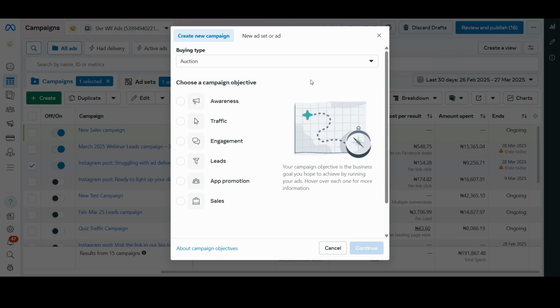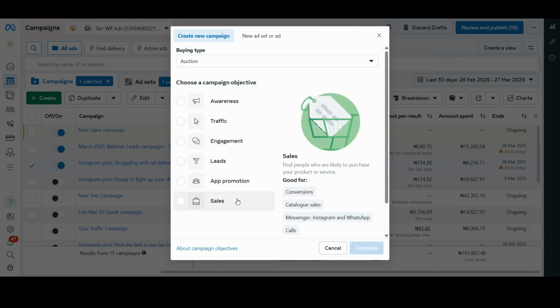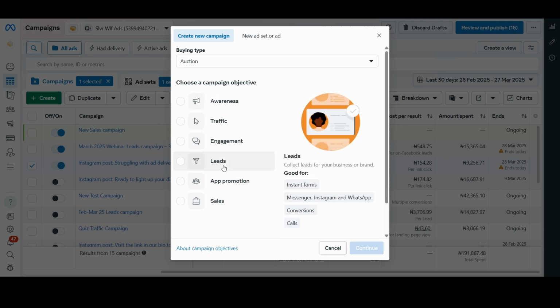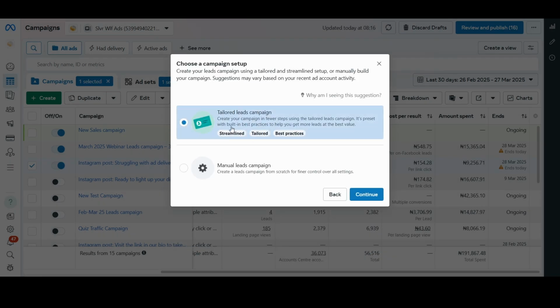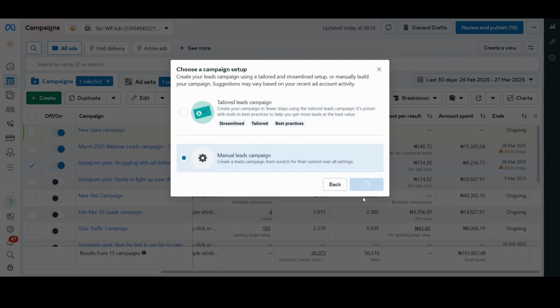So I'm just going to use our Silverwolf ad account to show how to create an ad in Meta. From this page, you can see that there are different types of ads that you can create. We're just going to create a leads ad. Hit continue. We could allow Meta to do all the work using the tailored leads campaign, or we could set up one manually. So I'm going to go for the manual setup.